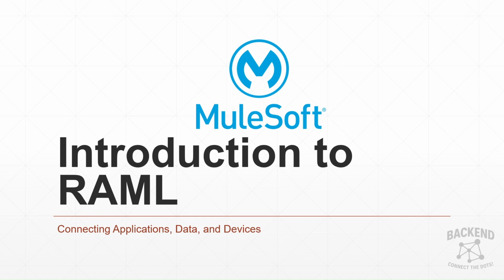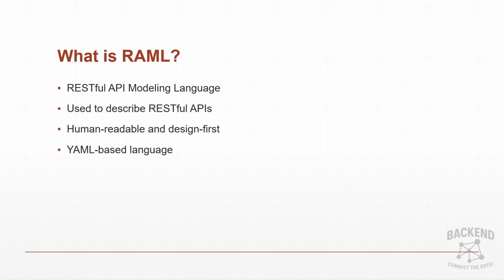In this video, we would like to talk about RAML and how it is useful in MuleSoft development. What is RAML? The full form of RAML is RESTful API Modeling Language. It basically helps us to create RESTful APIs. It's like a template when you are trying to create a RESTful API, right?